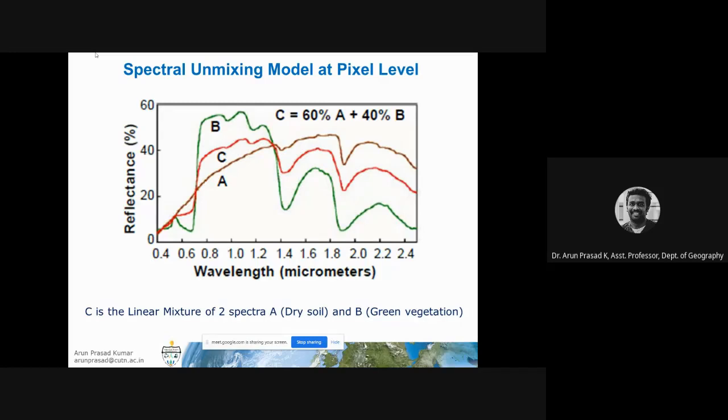So we can assume that C is the linear mixture of two spectra, A and B. Using the spectral unmixing model, we identify that 60% of A and 40% of B result in the C spectra. So we can label it as A, because A is contributing more to spectra C. So this is the spectral unmixing model.